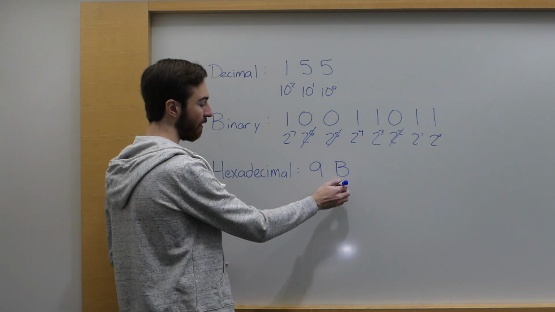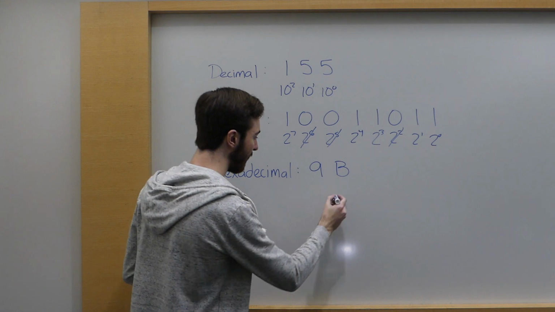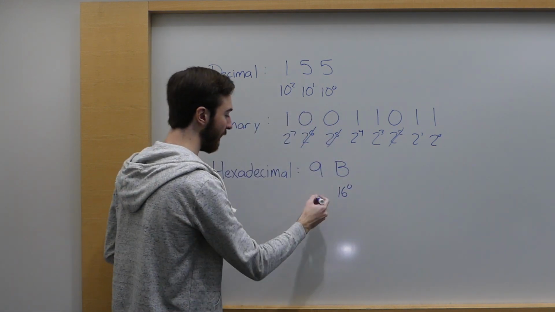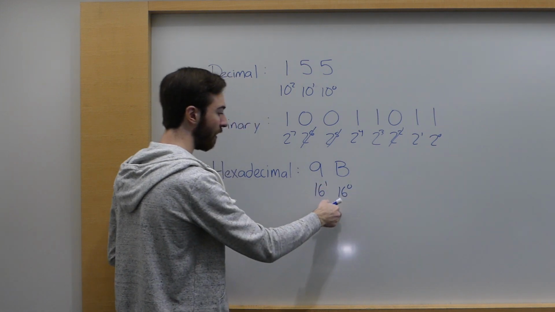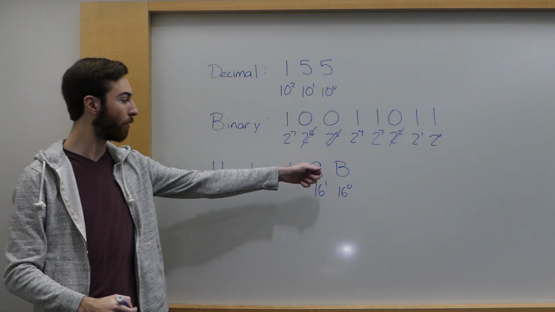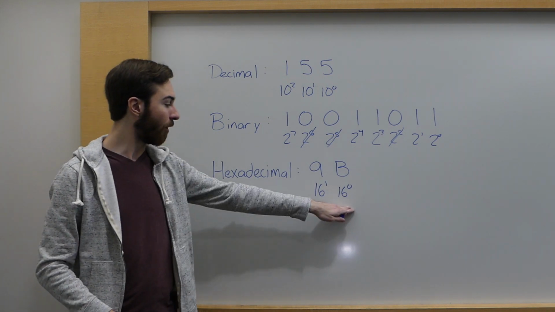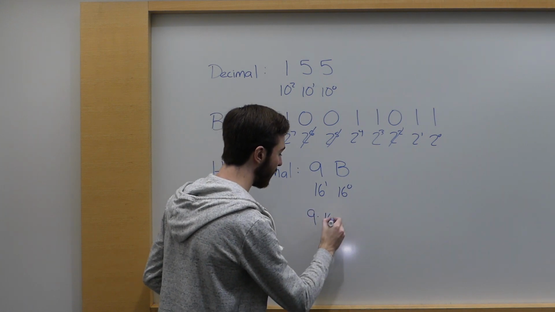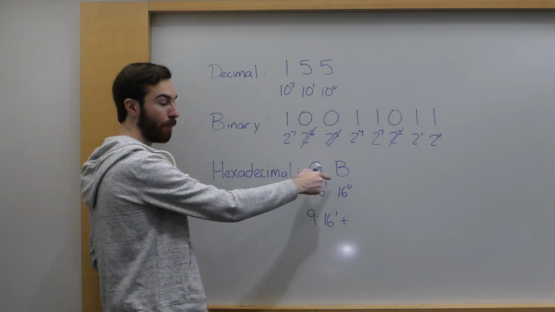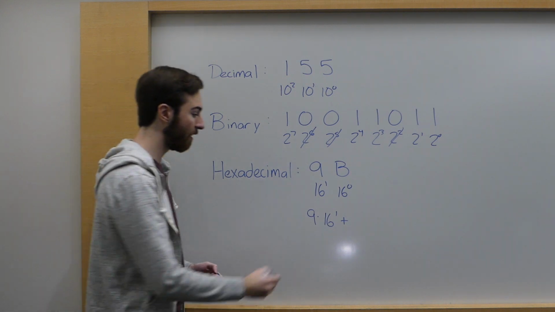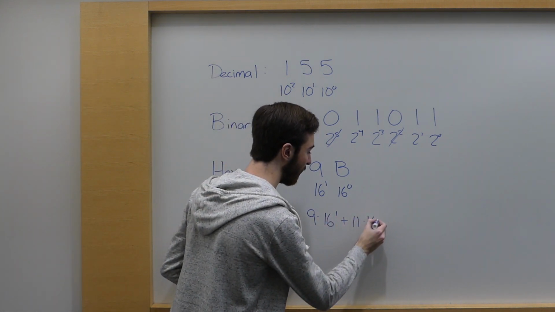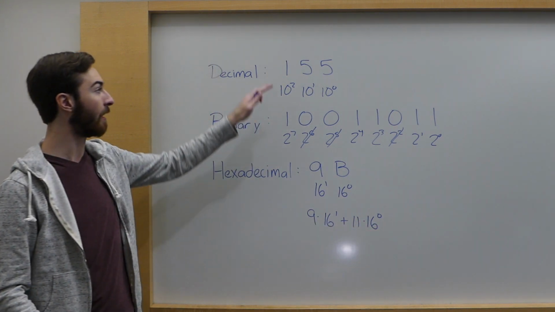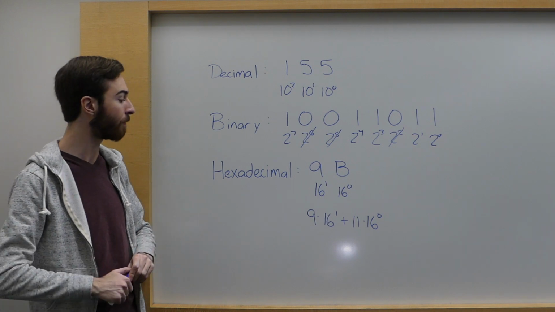So this B here is in the 16 to the 0th place, because like base 2 and base 10, we take our base, or the number of digits that we have, raise it to a power, and that corresponds to each place in our number. When we look at this number, we interpret it as 9 times 16 to the power of 1, plus B represents the value 11, so that's 11 times 16 to the power of 0, or 1 in this case, and if you were to add that up, you would see that it's also equal to 155.